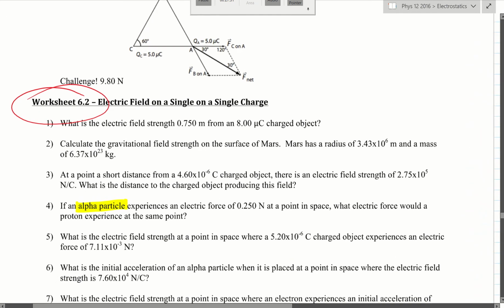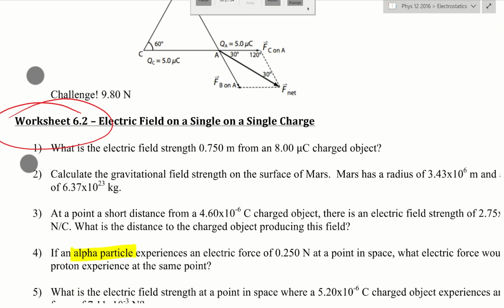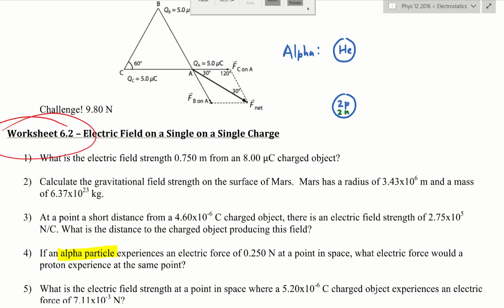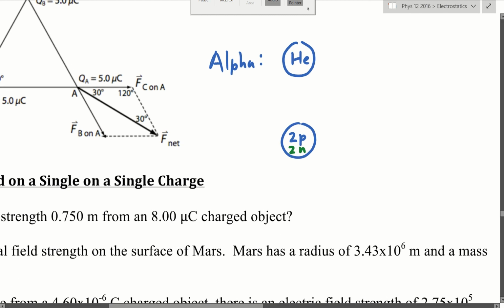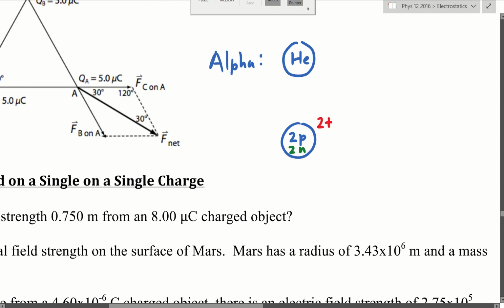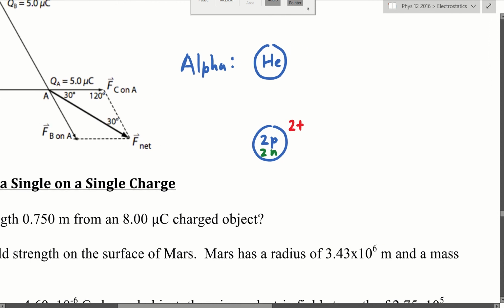Don't remember? An alpha particle is actually a helium atom without the electrons on it. So what's a helium? A helium has 2 protons and 2 neutrons, and usually 2 electrons. But an alpha particle is a version of helium that doesn't have its 2 electrons. Therefore, it has an overall charge of 2 plus.